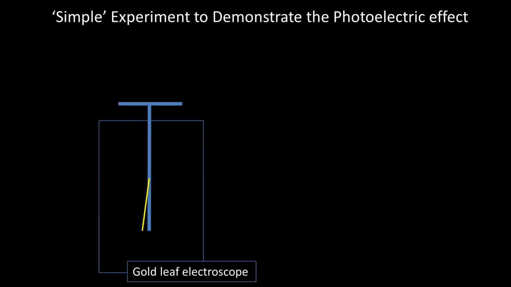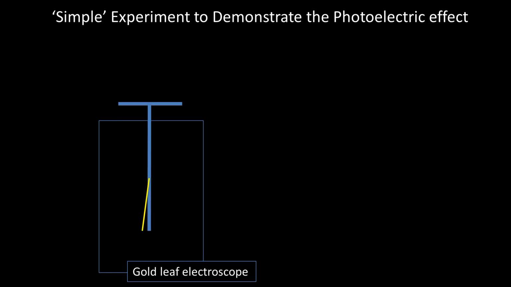Okay, so the simple experiment to demonstrate the photoelectric effect is with a gold leaf electroscope. Now the gold leaf electroscope works because like charges repel. So if the electroscope becomes charged, then the gold leaf will be repelled, and because it's very light and has extremely low weight, that repulsion will be sufficient to cause it to raise upwards. It's the same sort of effect that you get when hair stands on end if you are being charged up by a Van de Graaff generator.